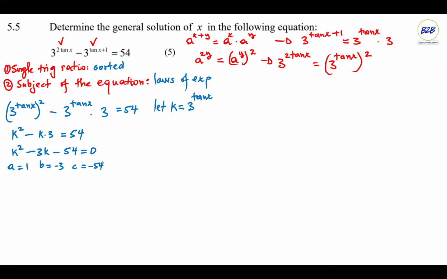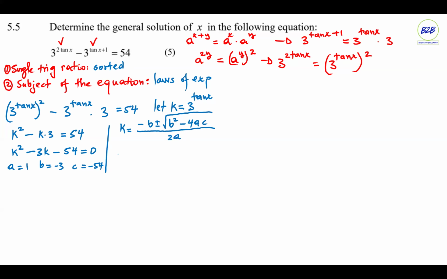Therefore, we can use our quadratic formula to calculate the value of k. What is the value of k? k, therefore, is equal to minus b plus or minus the square root of b squared minus 4ac, all divided by 2a.